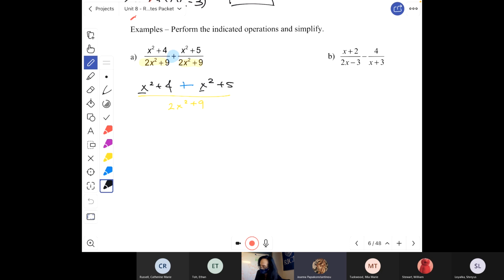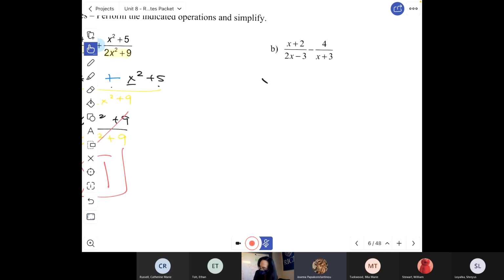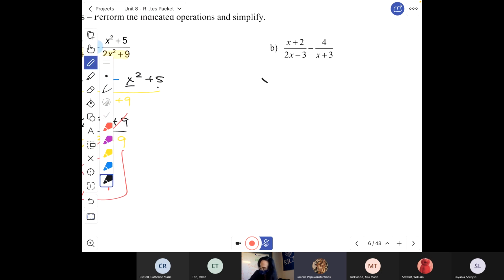Let's go through the process. x squared plus x squared gives me 2x squared. 4 plus 5 gives me 9. Over my common denominator, I have like factors, so I can go ahead and reduce this to 1. Now, looking at the next one, well, I can't factor the first denominator. So now let me just rewrite this and let's talk about what we would multiply each of these by. So the first one, I have x plus 2 over 2x minus 3 minus 4 over x plus 3.